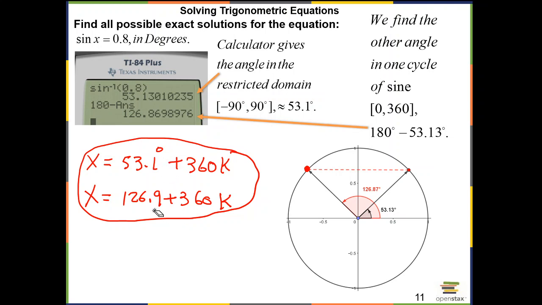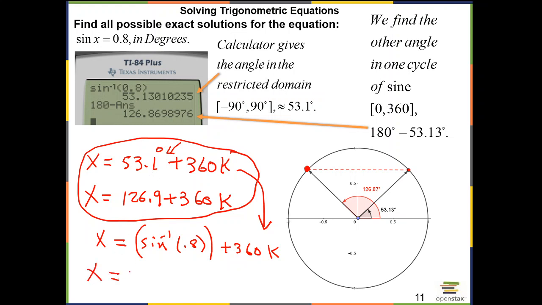Now, in application, you don't want to round for people who want to use this. So you could write it this way: x equals sine inverse of 0.8, and then plus 360k for this one. So instead of actually figuring out what that is and rounding it, we just put it this way so people who want to use this decide how many decimal places they want to use. And for this one, we can write x equals 180 minus sine inverse of 0.8, and then plus what?